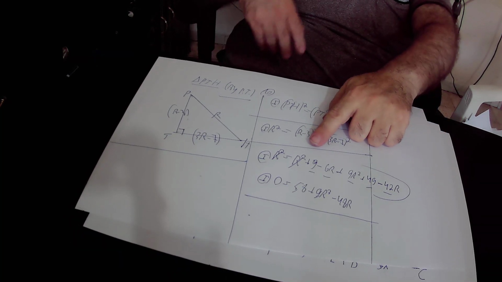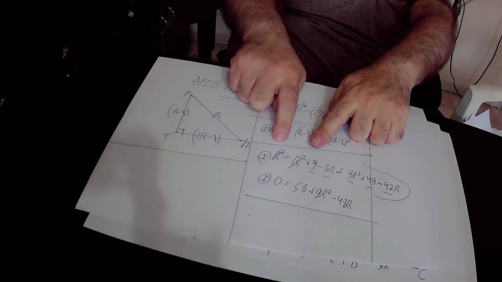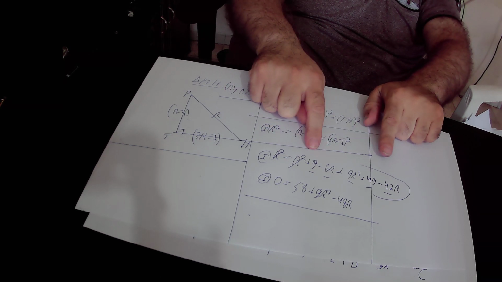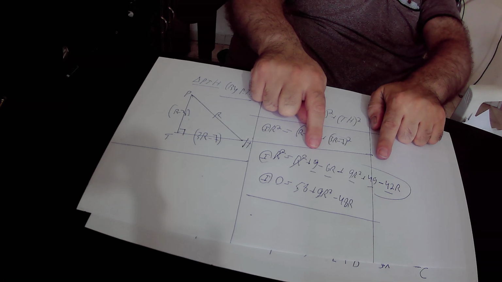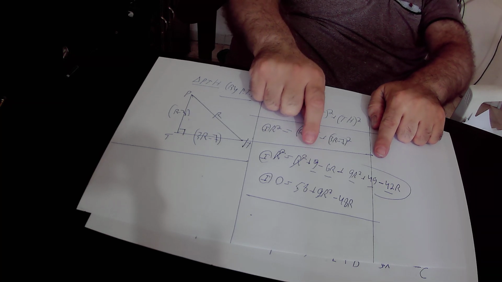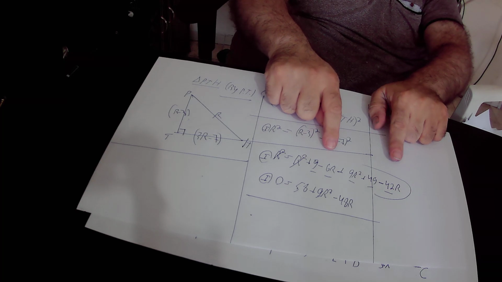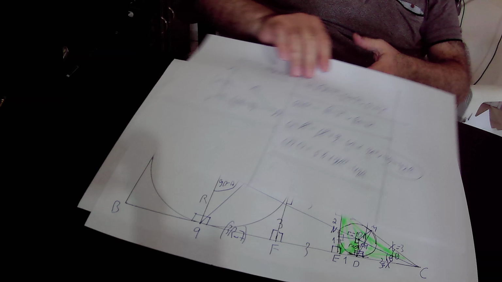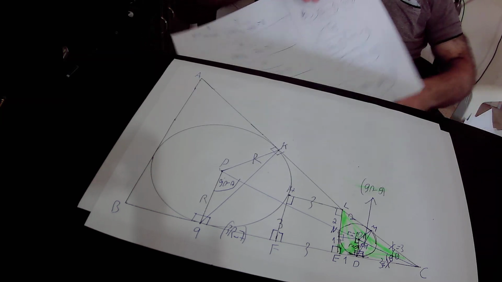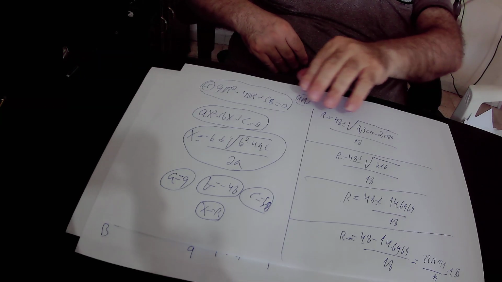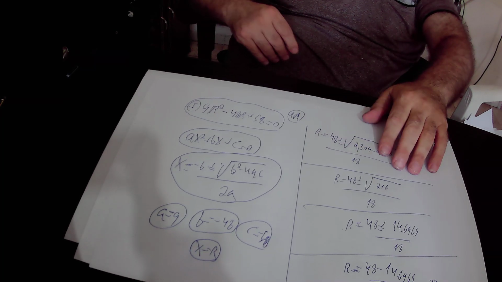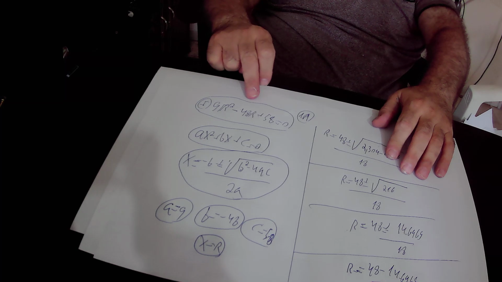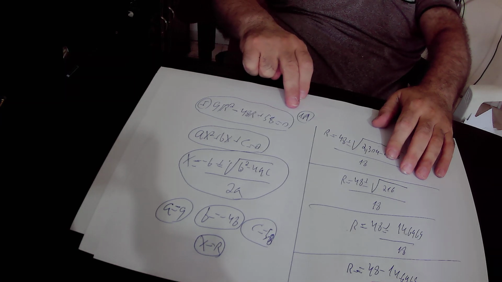So we have R squared on both sides of the equation, so R squared gets cancelled, and we are left with 0 equals 9 plus 49, which is 58, plus 9R squared, and minus 6R minus 42R, which is minus 48R. So we have a quadratic equation: 9R squared minus 48R plus 58 equals 0.